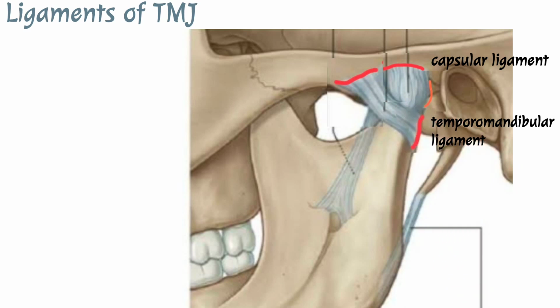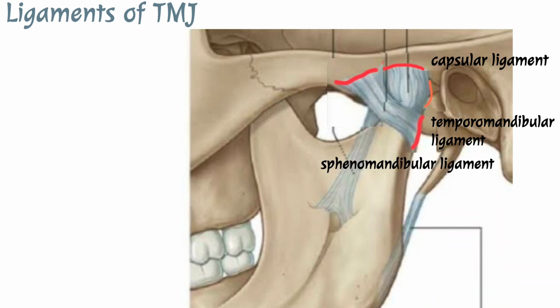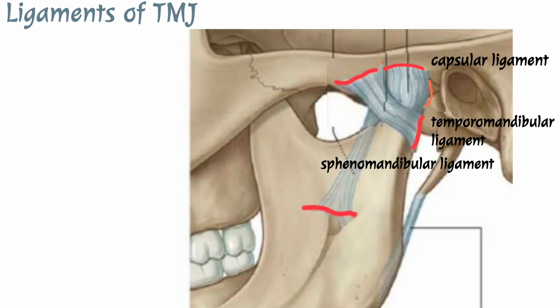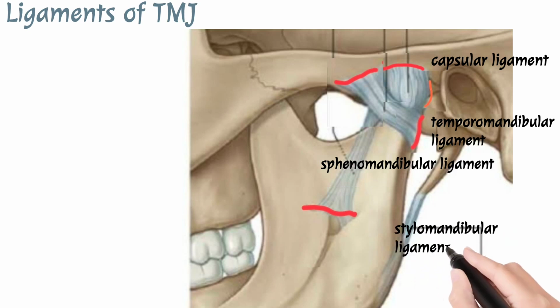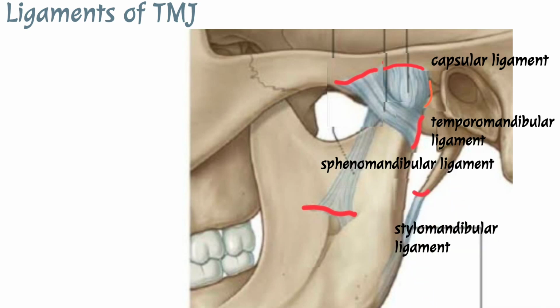There are two accessory ligaments, the sphenomandibular ligament and the stylomandibular ligament. The sphenomandibular ligament extends from the spine of the sphenoid to the lingula and lower margin of the mandibular foramen. It limits over-movement of the mandible. The stylomandibular ligament extends from the lateral border of the styloid process to the posterior border of the ramus of the mandible.